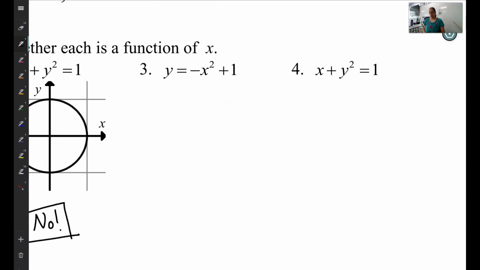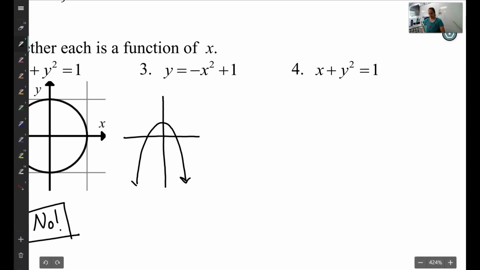This one, y equals negative x squared plus 1. Imagine graphing it. Once again, you can graph it on your calculator if you want. Negative x squared is a downward facing parabola. Plus 1 moves it up 1. So it should look something like that. Go through the vertical line test. Any line I draw is only going to pass that graph once. So, yes, that is a function.